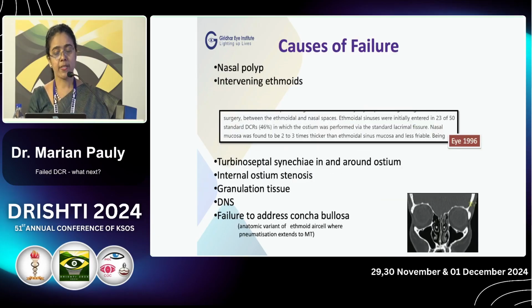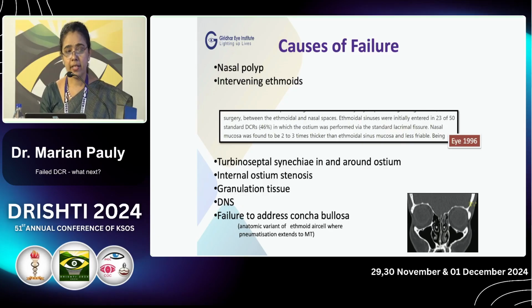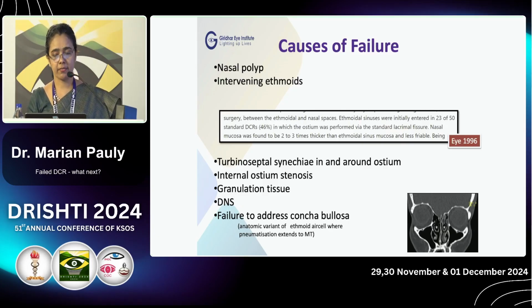There are some nasal causes we have to be careful about. Nasal polyp. This shows the importance of nasal endoscopic examination. Intervening ethmoids are one of the very common things we come across. In a 1996 journal, in 46% of cases they came across ethmoids in between. So if you come across ethmoid, you have to do a partial ethmoidectomy, otherwise they can block the ostium. Then you can get synechia in and around the ostium, and internal ostium stenosis.